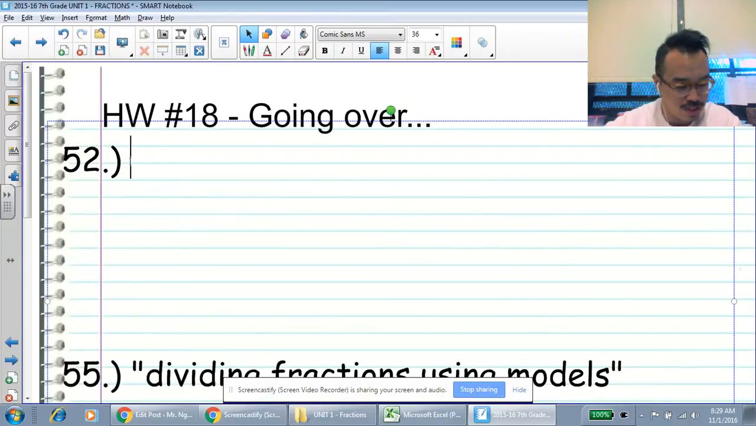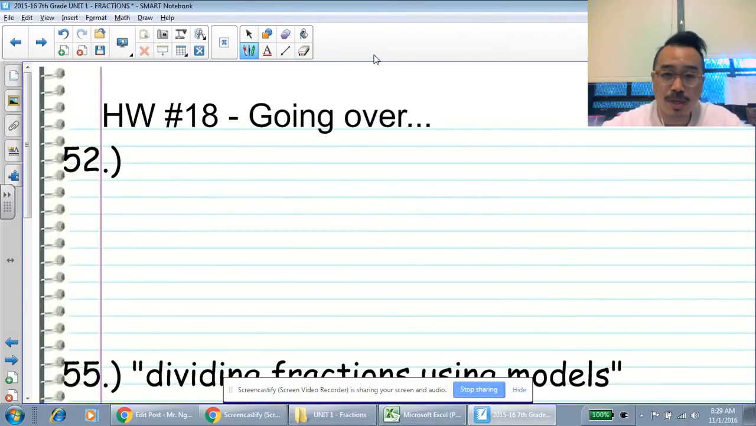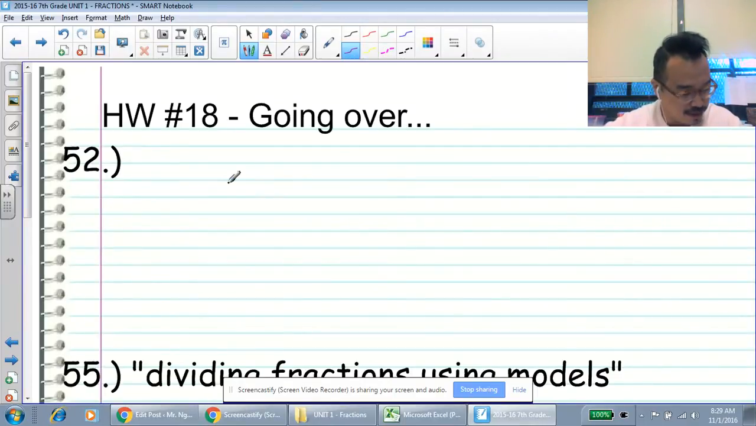All right, so I'm going to go over 52. A cheetah, not Cheetos, cheetah, can run as fast as 64 miles per hour. Now, per means 1 hour, right? And at that speed, how far could a cheetah run in 1/16th of an hour?